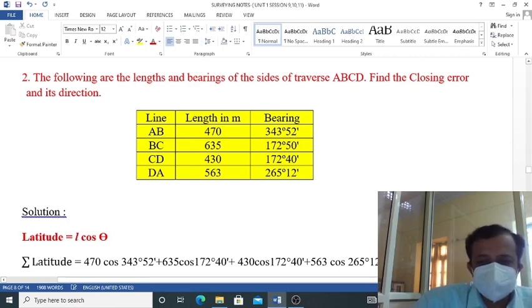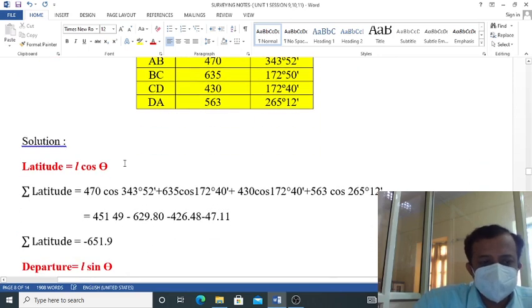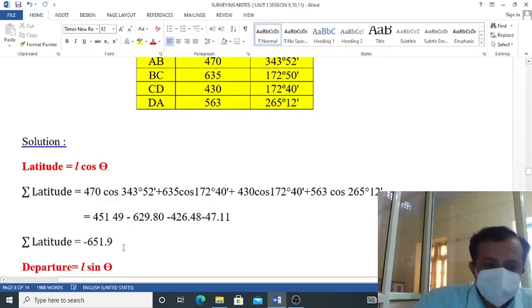Now from the lengths and bearings, the latitude of the line is given by L cos theta. Find out sigma latitude, that is 470 into cos 343 degrees 52 minutes plus 625 into cos 170 degrees 50 minutes plus 430 into cos 172 degrees 40 minutes plus 563 into cos 265 degrees 12 minutes. If you do the algebraic sum, sigma latitude is found to be minus 651.9.